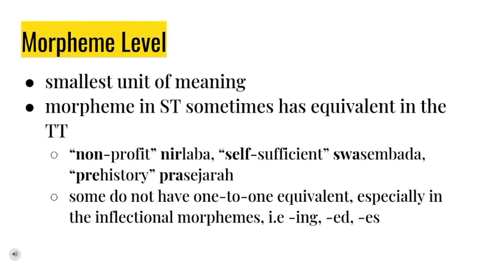The next is morpheme level. It is the smallest unit of meaning. A morpheme in the source text sometimes has an equivalent in the target text. The examples are non-profit means nirlaba, non with nir. Self-sufficient means swasembada, self and swa. Prehistory means prasejarah, pre and pra. But we need to know that some do not have a one-to-one equivalent, especially the inflectional morphemes like -ing, -ed, or -es.